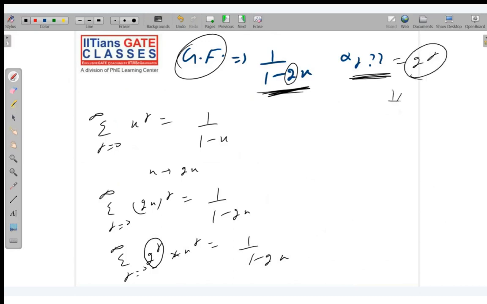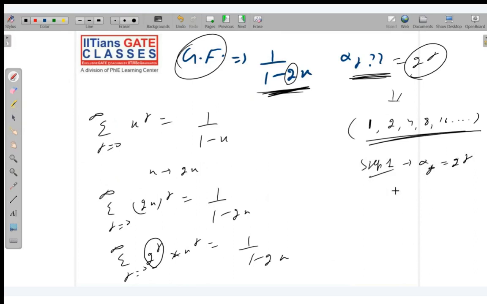They can also ask you for the sequence. When r is 0 it will be 1, then 2, then 4, then 8, then 16, dot dot dot up to infinity. So they can say it like this also. They will give you the sequence, and from this sequence they want you to give the generating function. That is very obvious. Step number 1 is you simply write the numeric function: a_r is 2 power r.